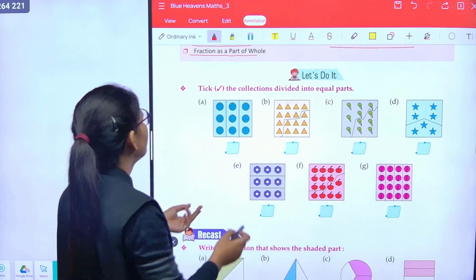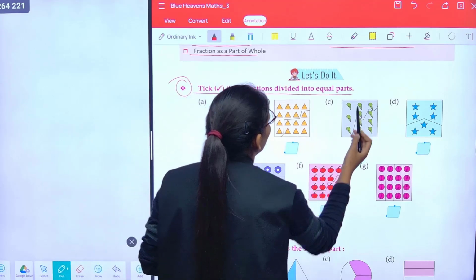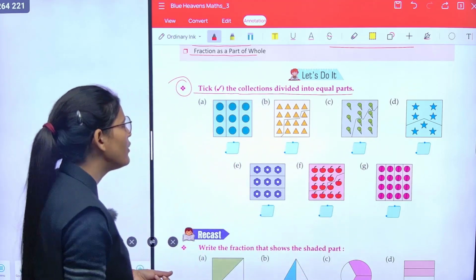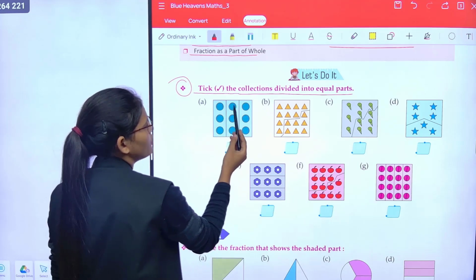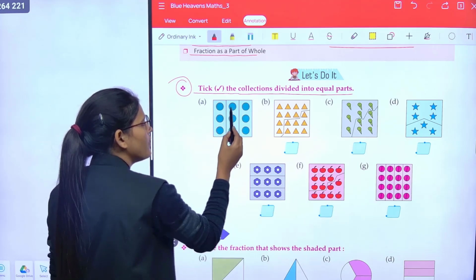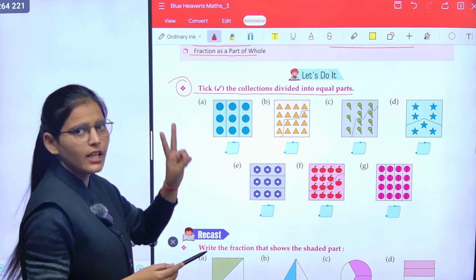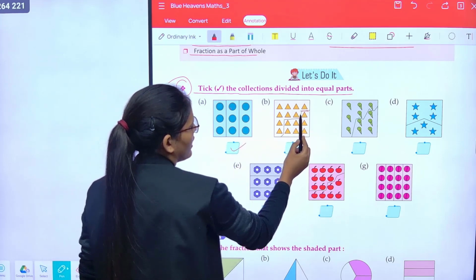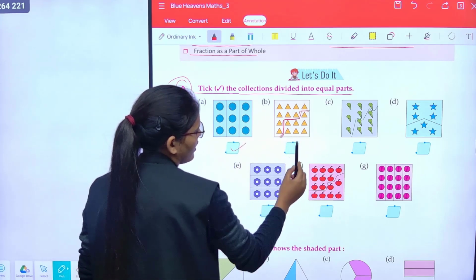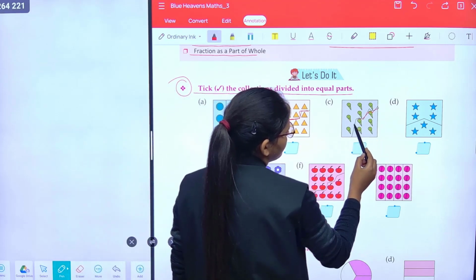So class, let's start. Collections divided into equal parts. Class, see, how many groups are there? 1, 2, 3 and 1, 2, 3, 1, 2, 3. Each group has 3 circles, so it is equal. Now that is not equal. See, it is also not equal.